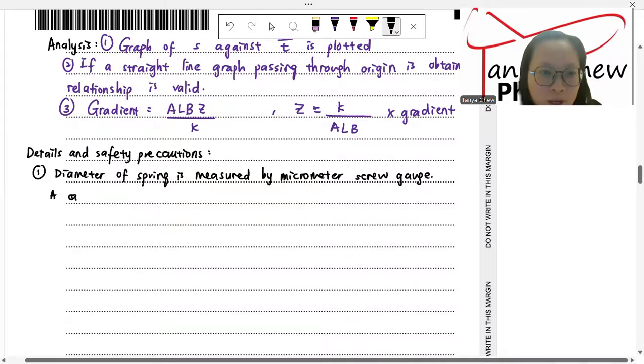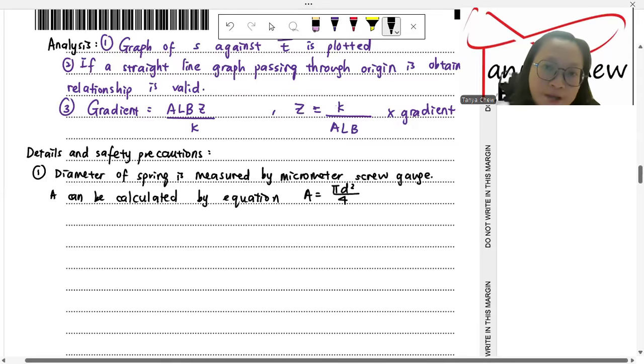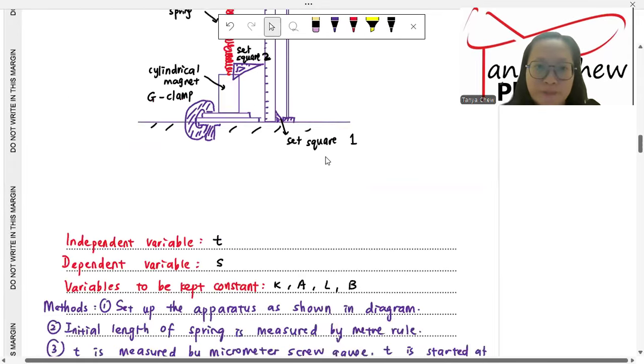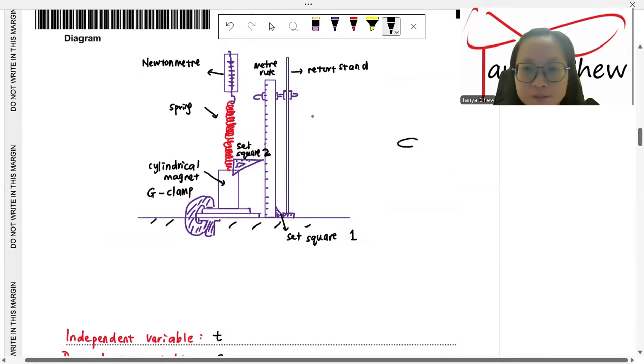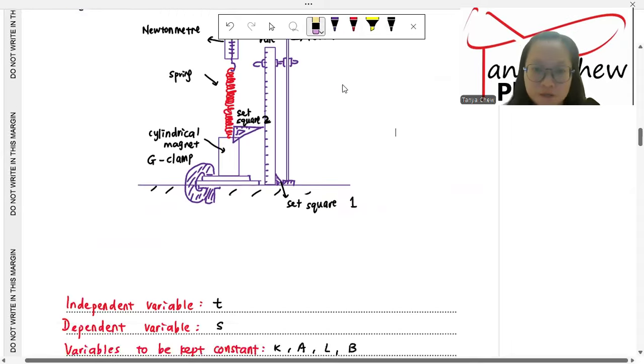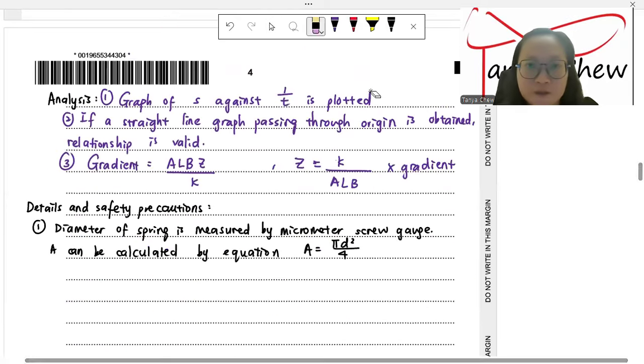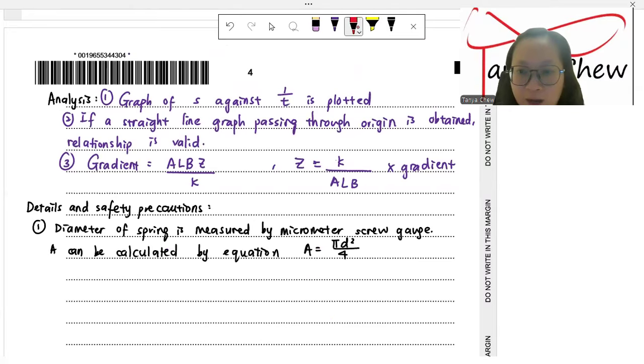A can be calculated by the equation A is equal to pi d squared over 4. Do you know how I get it? Now I want you to look at my spring. My spring is a circular shape, so that is why it is the surface area of the circle. The surface area of the circle, I will write it here.